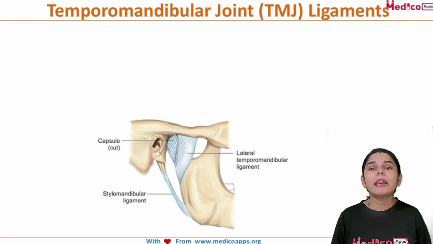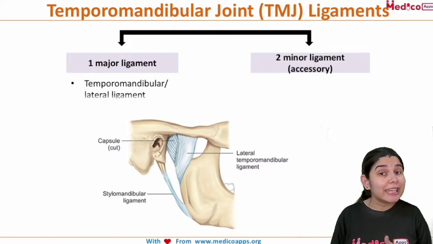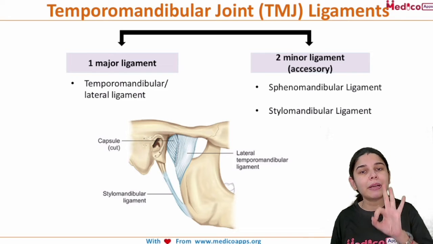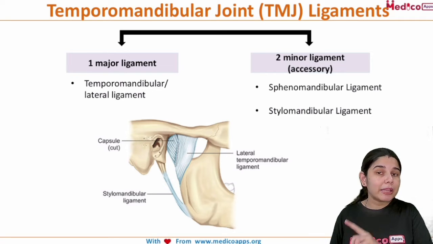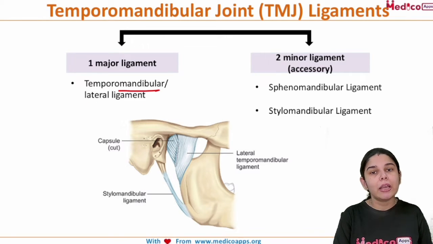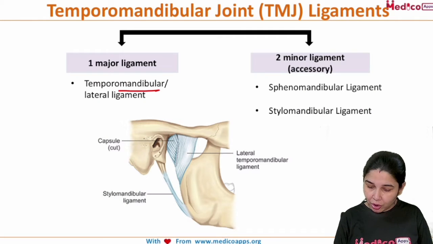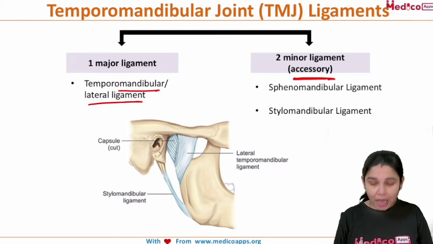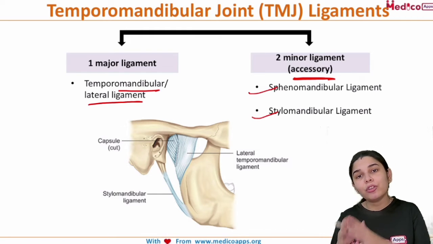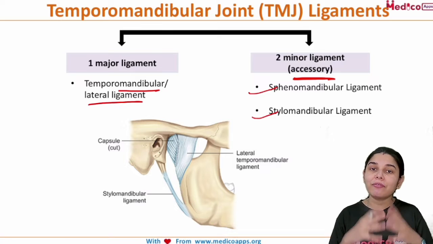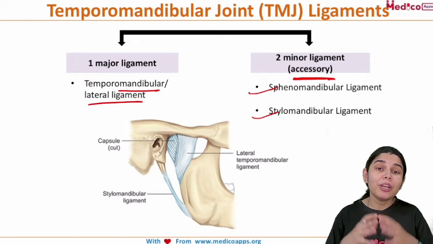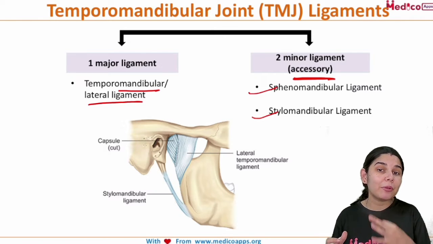The TMJ ligaments are basically of three types. Among the three ligaments, one is the major ligament, and the name of that is the temporomandibular or lateral ligament. And there are two minor ligaments, which we call accessory ligaments, and they are the sphenomandibular and the stylomandibular ligaments. So till now you have got the answer for your question which was asked in the examination, and from here you can know the three temporomandibular joint ligaments.